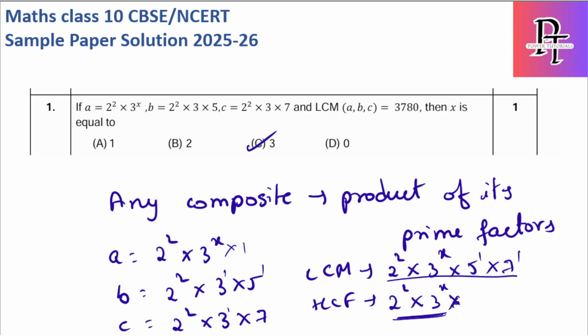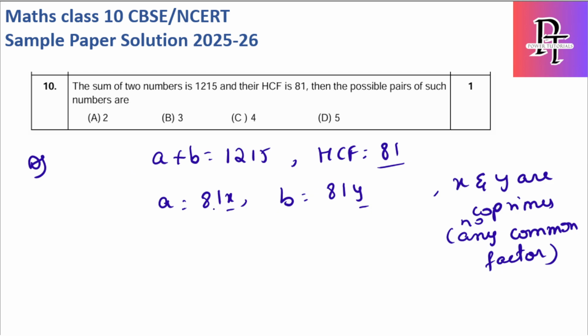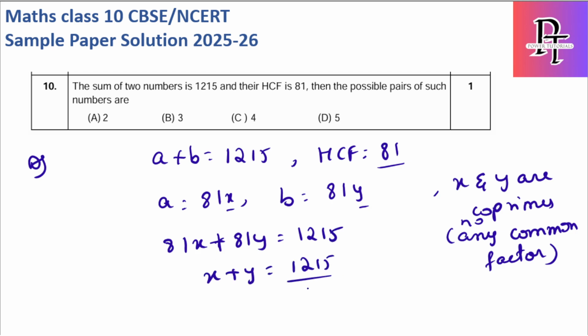So that's why I can assume a is equal to 81x and b is 81y, where x and y are coprimes since they do not have any common factor. Now the sum is 1215. So 81x plus 81y is equal to 1215. So x plus y is equal to 1215 by 81.